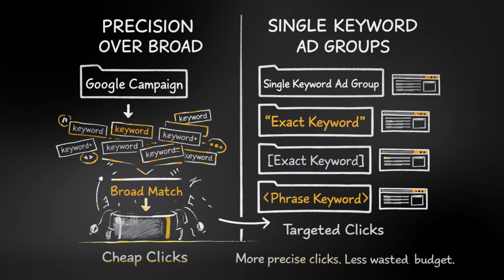One campaign per core service or offer. If you're a plumber, one campaign would be emergency plumber services, the other one would be drainage services, whatever. Within that, tight ad groups, single keyword ad group structures. One ad group, one keyword, exact or phrase match. That's it. No broad match keywords at all, exact and phrase only to start. Small, clean, controllable.